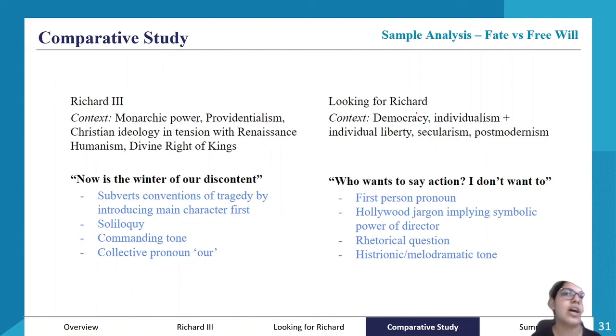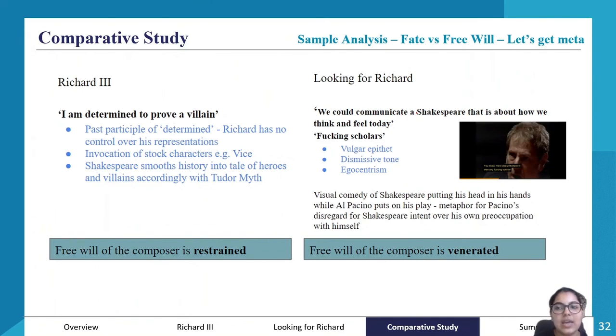Who wants to say action? I don't want to. And I'm pretty sure that in that scene, he's the one who ends up saying action anyway. So that's that. So then, if we get a bit meta and we look at the metatextual element of it, when he says, "I'm determined to prove a villain in Richard III," there's that past participle of determined. Richard has no control over his representations, right?